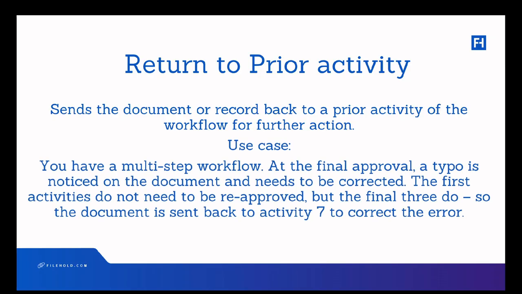And here our use case is we have a multi-step workflow. At the final approval, a typo is noticed and the document needs to be corrected. The first activities are not to be reapproved, but the final 3 do. So the document is sent back to, say, for instance, activity 7, they correct the error, and now we complete our workflow from that step moving forward.